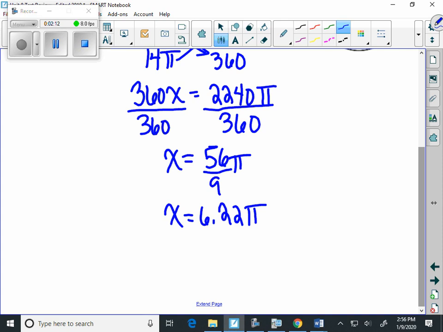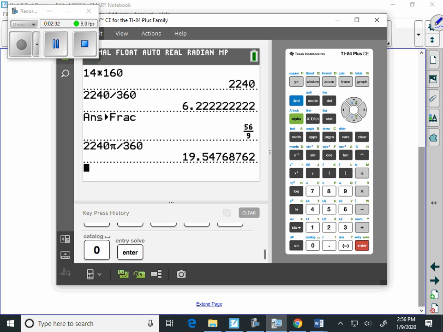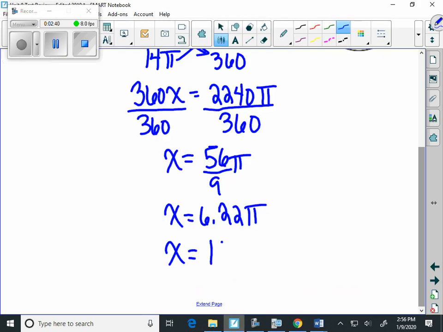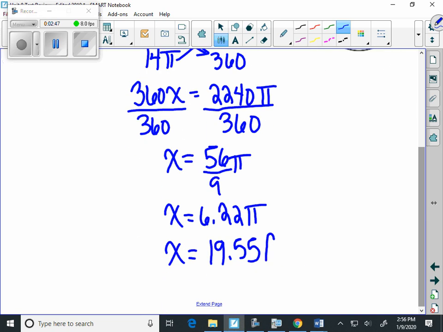Or what if we didn't use pi, or we took that value and said 2240 pi divided by 360. We get 19.55 if we round to the nearest hundredth, because we're looking at the 7 to round for. So 19.55. And let's look back and see if there's any units on here. That's going to be feet.